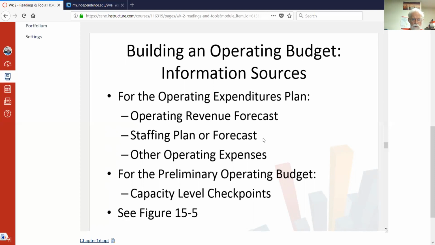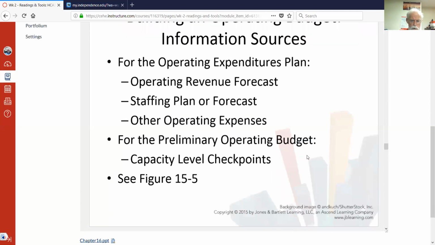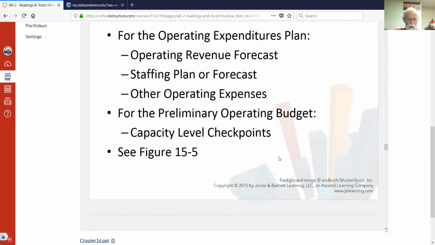We need a staffing plan and other operating expenses. That can be virtually everything that is involved in running the organization, meaning the cost of supplies, drugs, laundry, all the other expenses that are associated with that. We look at checkpoints. Where do we need to add more people or more capacity?